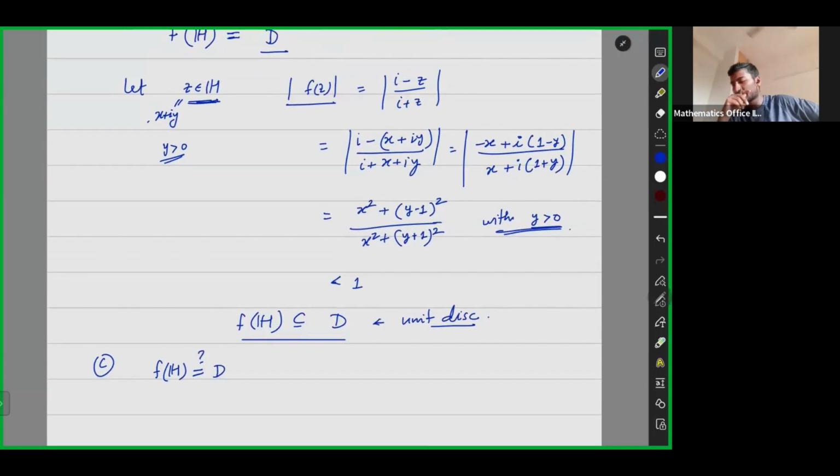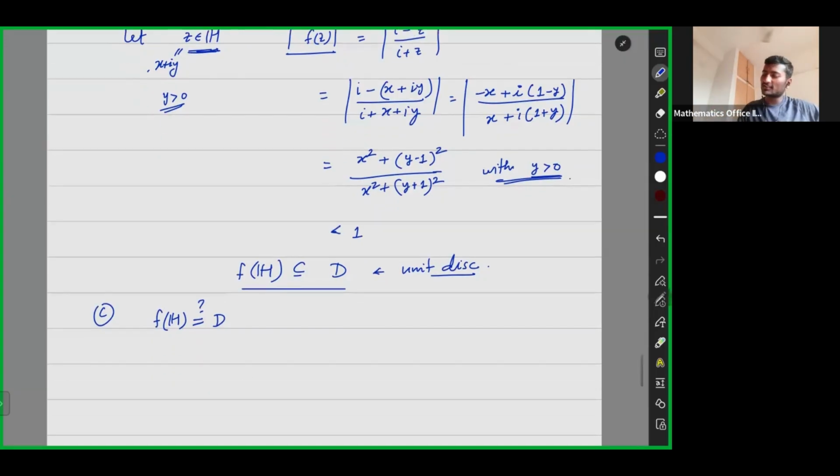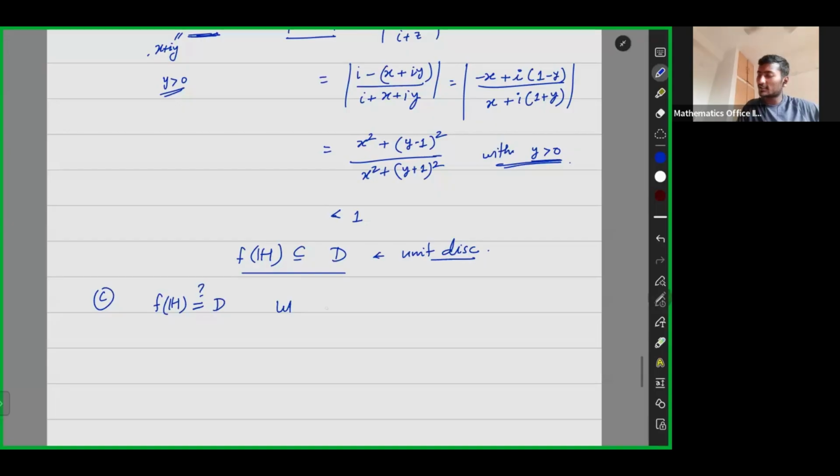Showing that two sets are equal, the other containment we have to show. So pick something inside D. Let w belong to D, and we want to show whether it belongs to f of H or not. From here it is clear that mod w is less than 1. Is this equal to f of some z in H? We want to see. w is equal to, let's say, f of z.